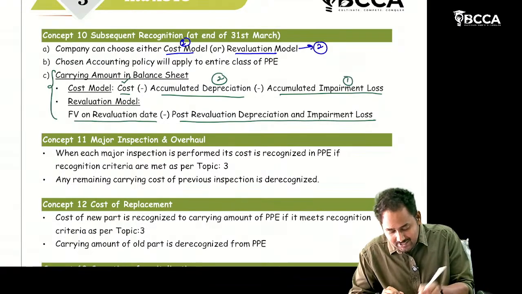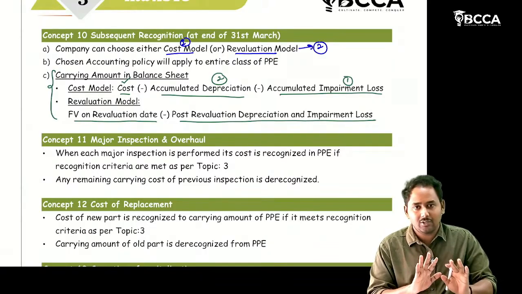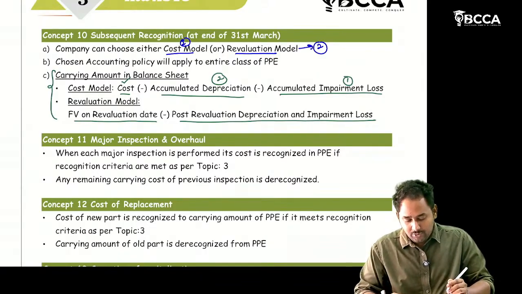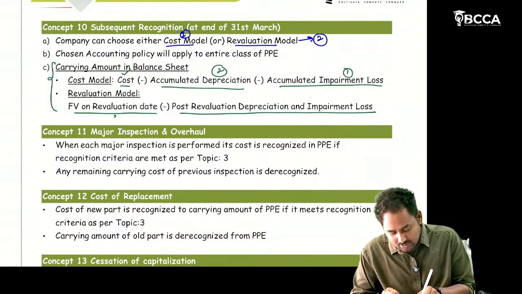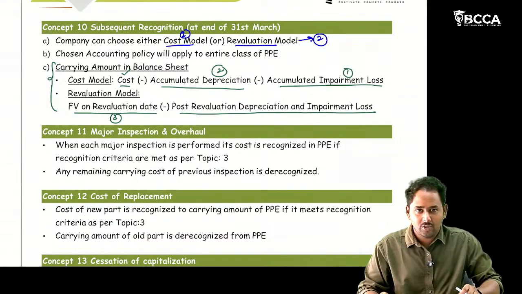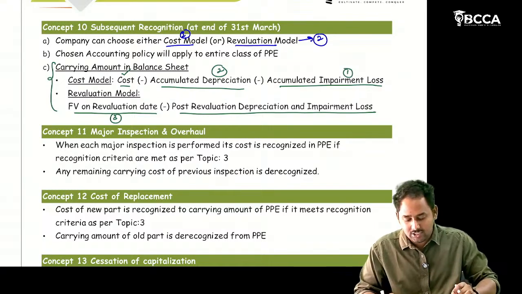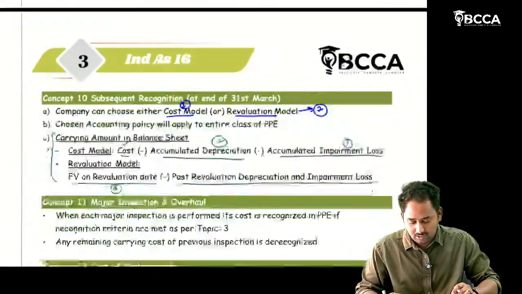We already discussed cost. You know what the cost is. Then we need to discuss these things. So fair value and revaluation date. What is meant by fair value on the revaluation date? How to calculate all these elements? Let's look into this.